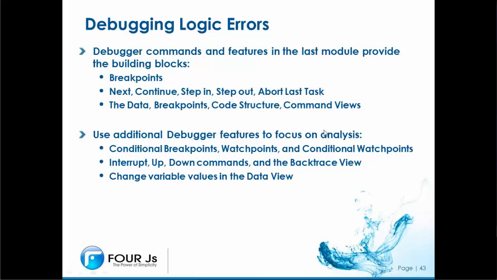Same thing with the backtrace view. I think the up command and the backtrace view are both really helpful for tracking down how you got to a certain place in the program. How did it get here where I'm having this error? And we talked about being able to change variable values. So we're actually going to see that today. We've talked about it two or three times, but this time we'll actually see it in today's session.